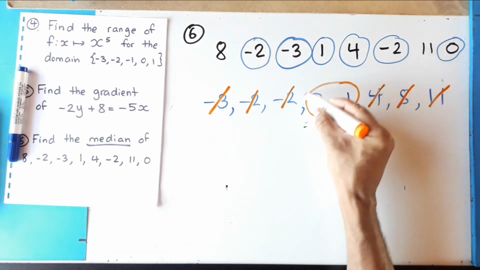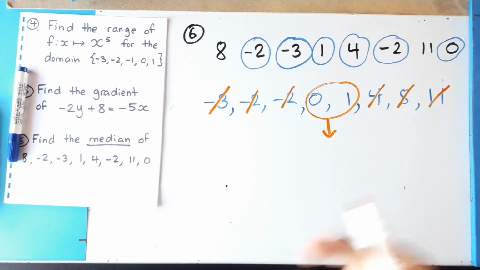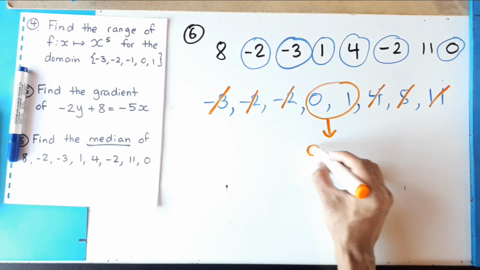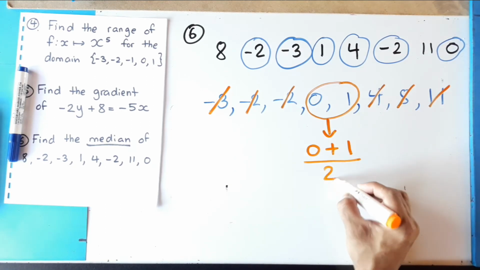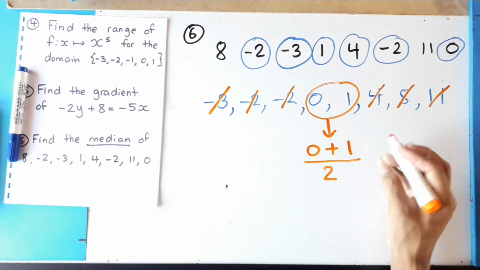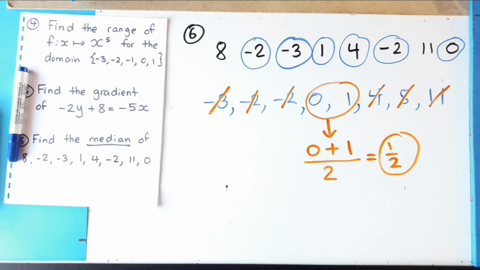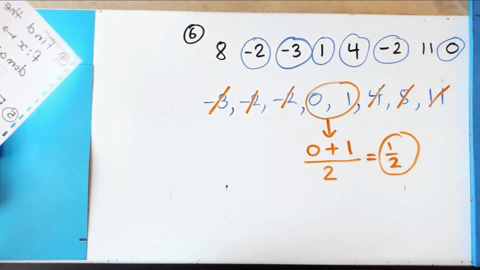Anytime you're left with two numbers in the middle, you have to find the average, or the mean, of the two numbers, which means you just add the two numbers in the middle, which are 0 and 1, and divide by how many numbers you have, which is 2. So 0 plus 1 divided by 2 gives me a half. So the median is a half.